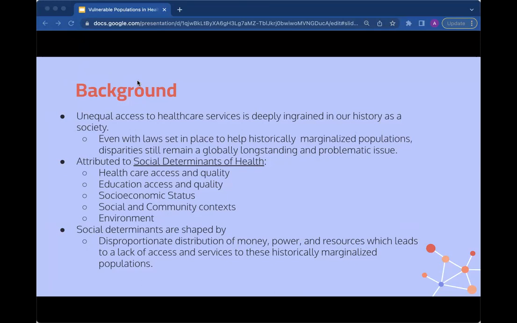Social determinants are primarily shaped by the disproportionate distribution of money, power, and resources, henceforth leading to healthcare disparities and a lack of access and quality services to these historically marginalized populations that we are going to talk about in the coming slides.